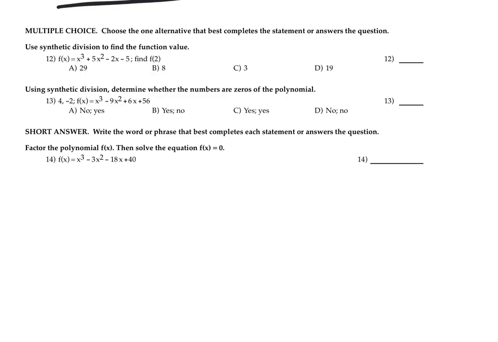Okay, 14 is asking for 2 things, and you have to have both of these to get the points on this question. It's asking us to factor it, and it's asking us to solve it. So when we write out our answers, we're going to say factors, and we're going to solve.